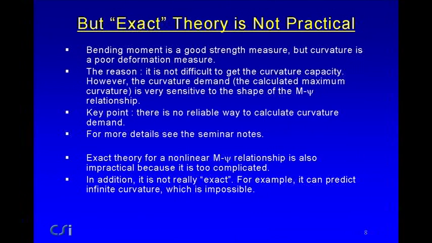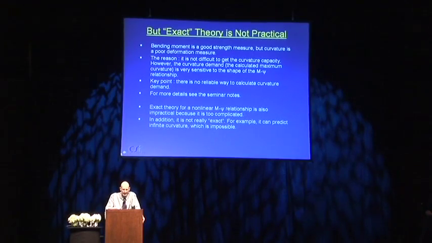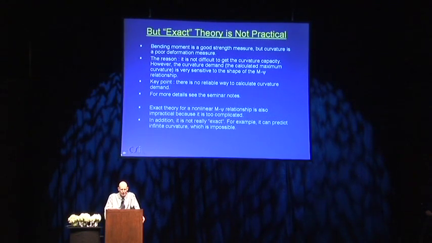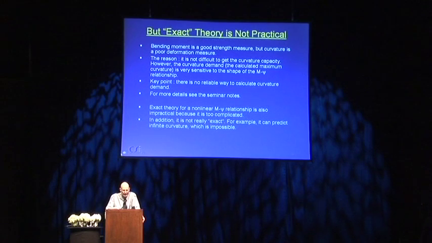Firstly, bending moment is a good strength measure, but curvature is a poor deformation measure. The reason: it's not difficult to get the curvature capacity. The problem is that the curvature demand is very sensitive to the shape of the moment curvature relationship. The key point: there is no reliable way to calculate curvature demand. And see the seminar notes for more details.